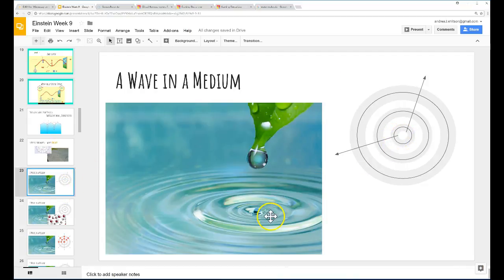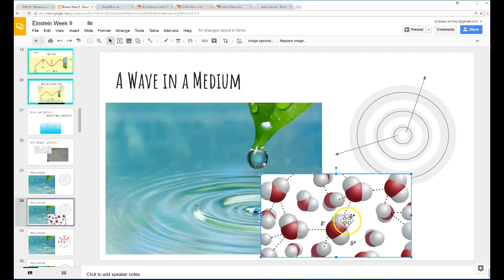So here's a little drop coming off, and it's dropping onto the surface of the water. And the water is the medium, and the disturbance is traveling through. And it's the energy, really, of the disturbance that we're concerned with. And so these are concentric rings of the wave spreading out. And it's going to spread out in all directions. The circle gets bigger and bigger and bigger.